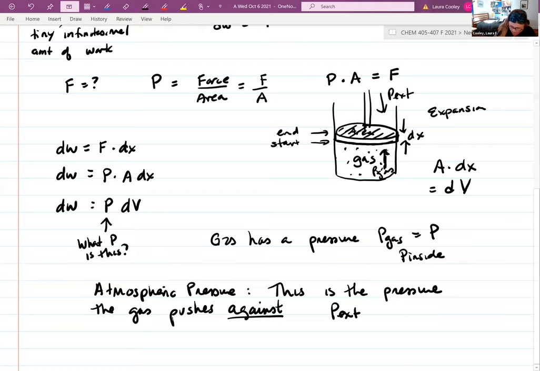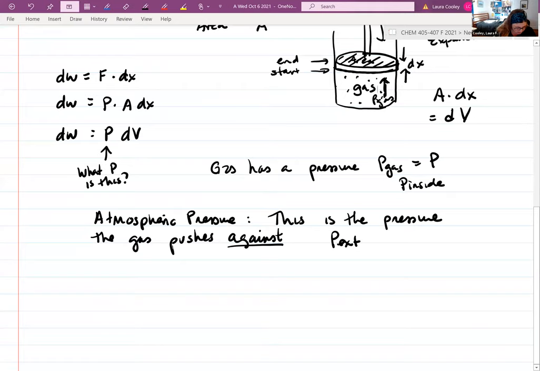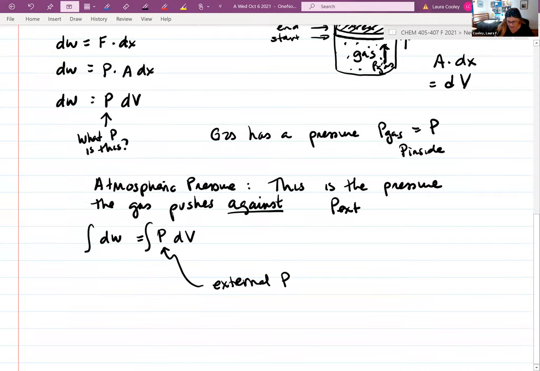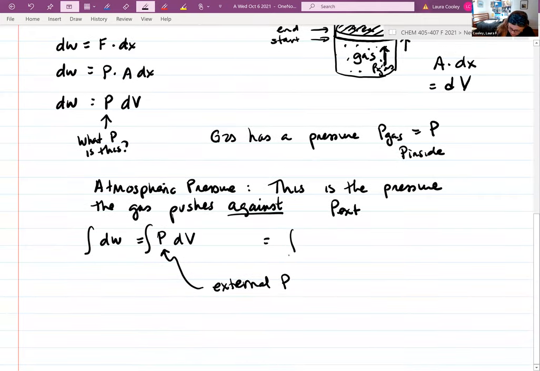But that's not really what I want to talk about today. We'll talk about that another time. So how are we going to get the work? We're going to integrate P dV. And this P is the external pressure, because the pressure that makes the gas do work is the outside pressure, the pressure the gas is pushing against. So it's really P external dV.